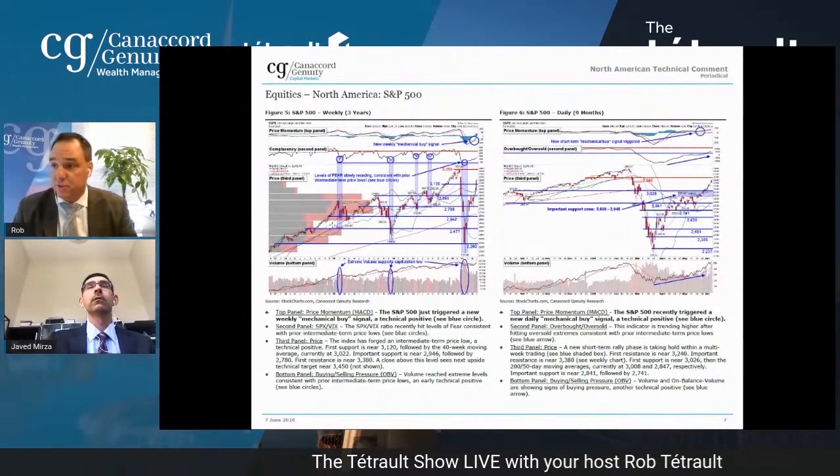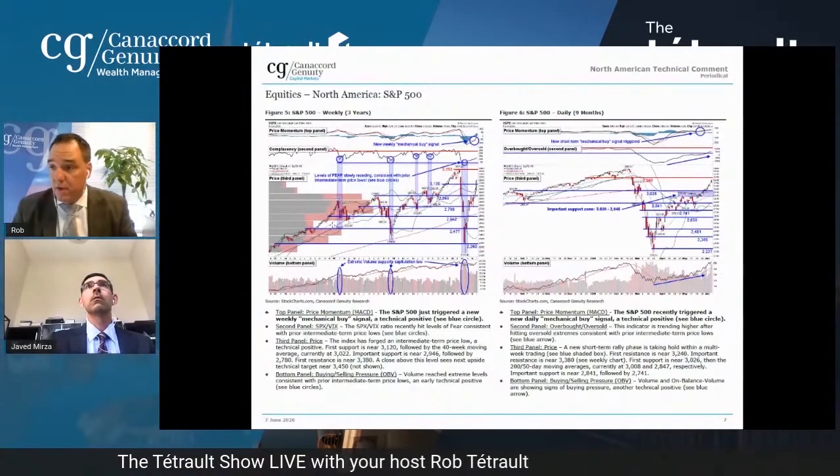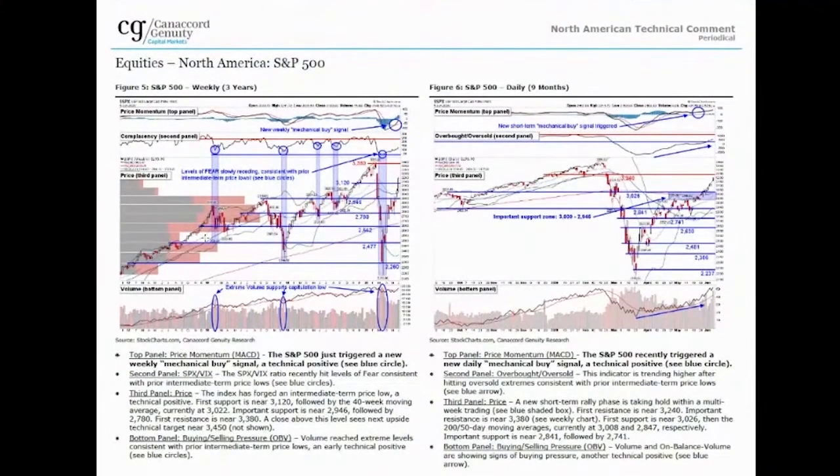So this is two charts. For those of you watching at home, the figure on the left is the S&P 500 weekly, a 3-year chart, and the figure on the right is the S&P 500 daily chart for 9 months. At the bottom there's a ton of stuff, but you talk about MACD, SPX divided by VIX, the price, and buying and selling pressure. Do you mind taking us through those and why they matter for technical analysts?